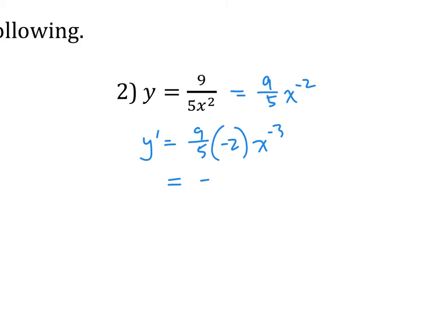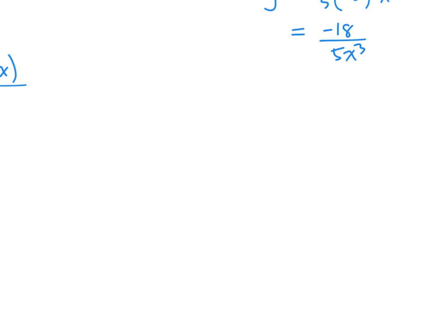And so this is -18 over 5x cubed. So much easier to do. You don't need to waste your time on quotient rule for this kind of problem. Make sure you recognize when you should use quotient rule and when you should use some other rule, so it's faster. All right.